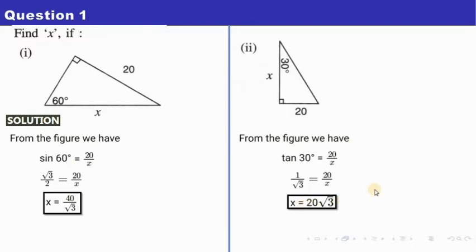You may pause the video to note down. Your homework is the third part. There are 3 parts, and I have not done the third part, so you will do the third part by yourself.